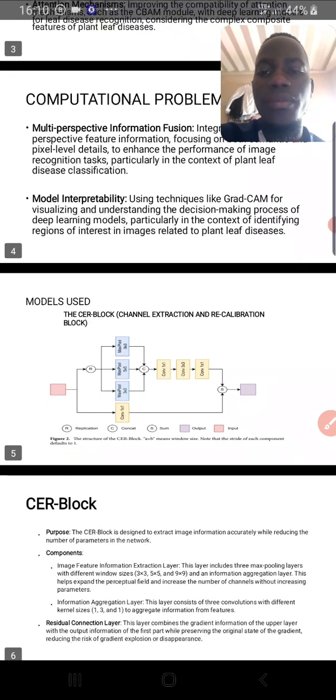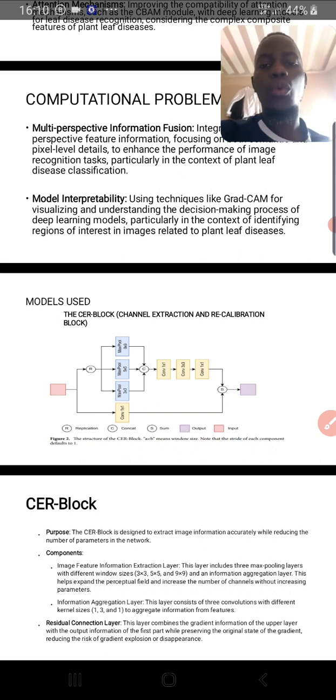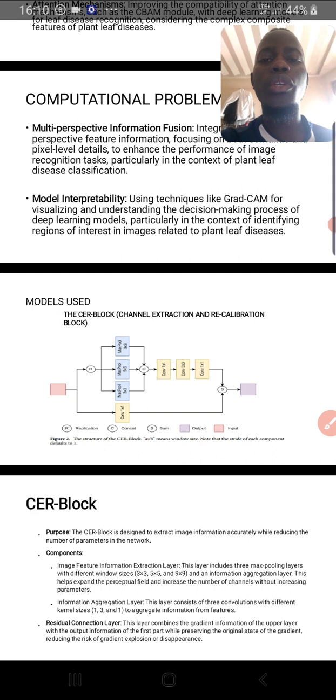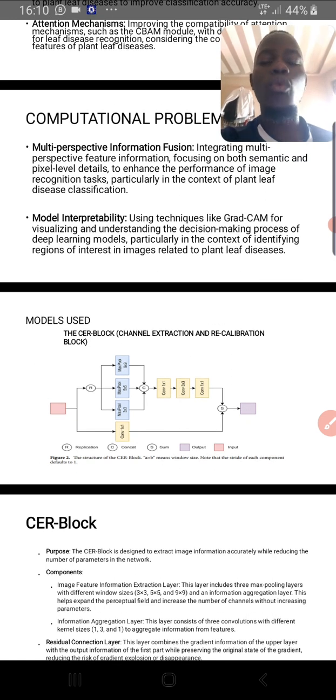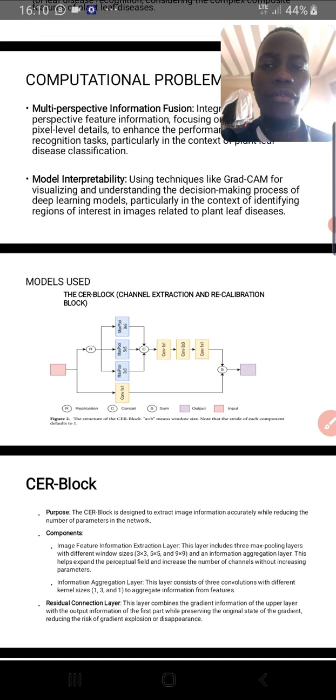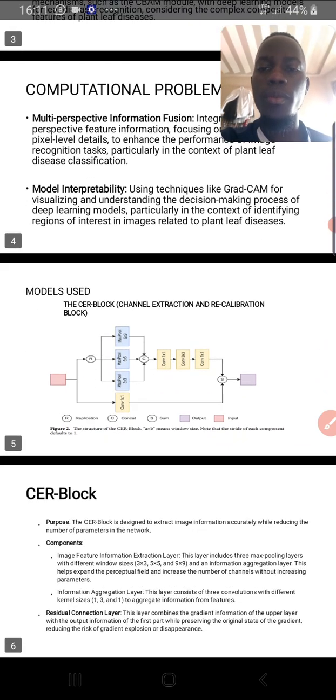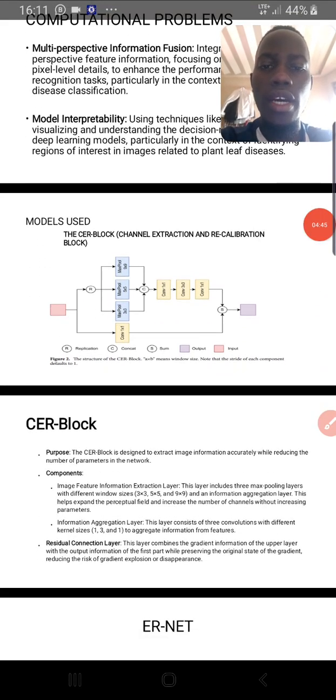And then we have model interpretability. Model interpretability is like learning how the model comes up with its decision, and in this model they use GradCam. I'll explain it in the coming slide. This GradCam shows what features the model considers to come up with its predictions, the final decision. Yes, those are the 5 computational problems I saw in this paper.